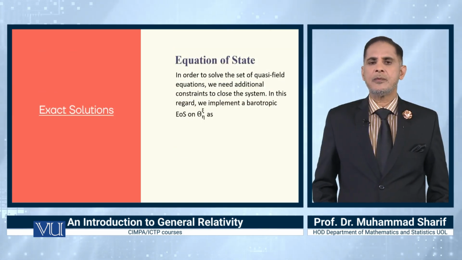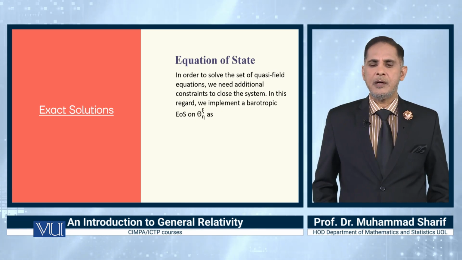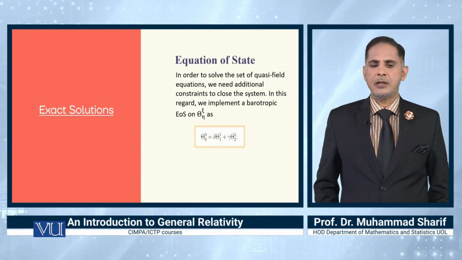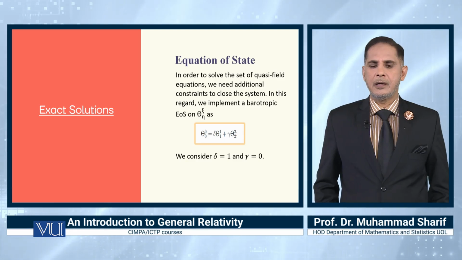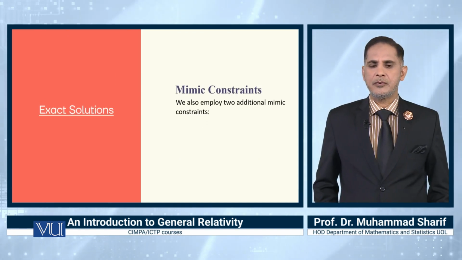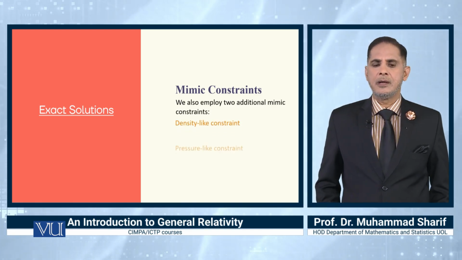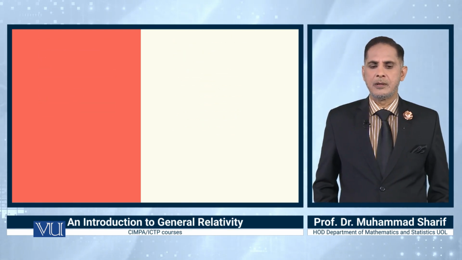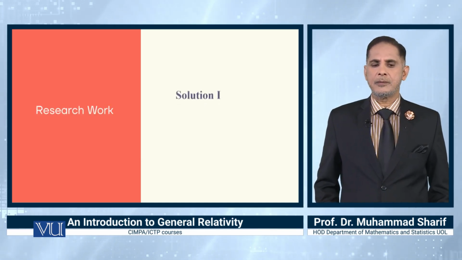Now, in order to solve the set of quasi field equations, we need an additional constraint to close the system. So, for this purpose, we implement a barotropic equation of state on theta. This is given as follows. Here we take delta equal to 1 and gamma equal to 0. Next are the mimic constraints. We also employ two additional constraints, that is density-like constraint and pressure-like constraint. So, in this case, obviously we obtain two solutions, and then we discuss the viability and stability of these solutions.